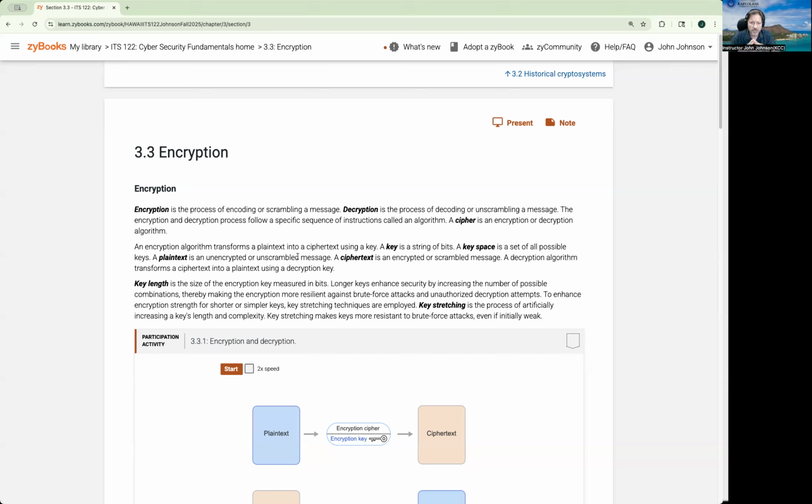So to enhance the encryption strength for shorter or simpler keys, if you have a key that's shorter, there are different techniques that they use to make them longer artificially. Those are called key stretching. Key stretching is the process of artificially increasing a key's length and complexity. So key stretching makes the keys a little bit more resistant to brute force attacks, even if they're initially weak because they're a short length.